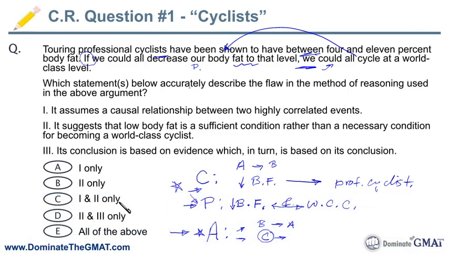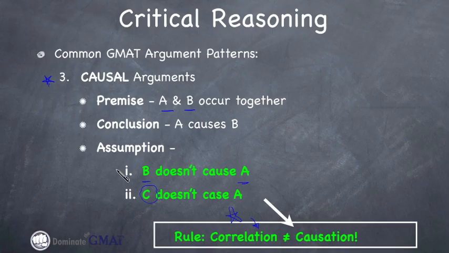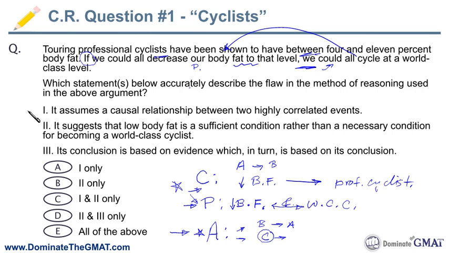And hopefully now that we've done that, you'll see when we look at these statements, statement number 1, is it a flaw to assume that it's assuming a causal relationship between two highly correlated events? Absolutely. What did we say? Well, we said there's a rule. Correlation does not necessarily equal causation, and that's exactly what it's doing. So that would be an accurate description of a flaw.